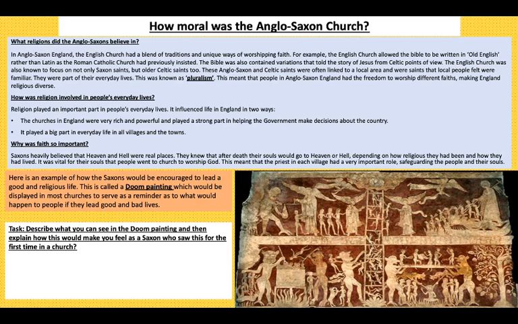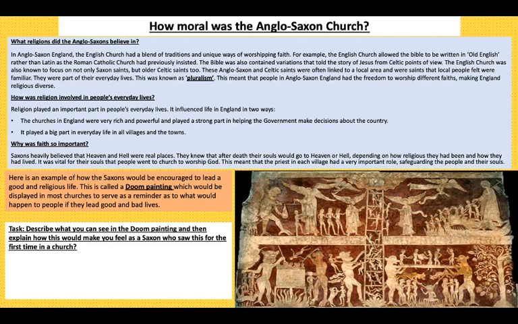For example, the English Church allowed the Bible to be written in Old English rather than Latin, as that was the language spoken at Rome, which housed the Roman Catholic Church, and they insisted on that. The Bible also contained variations, so a lot of different examples that told the story of Jesus from Celtic points of view. And the English Church was also known to focus on not only Saxon saints, but older Celtic saints too.